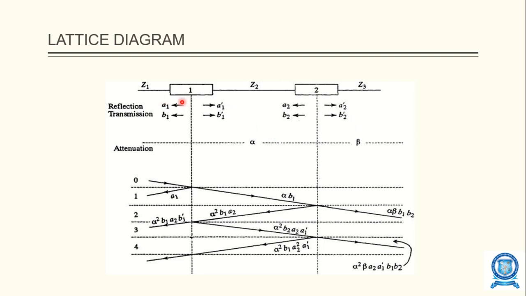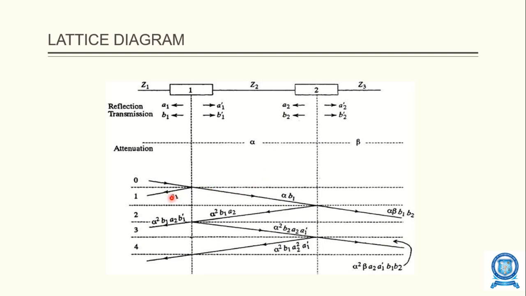Here the impedance in medium 1 is chosen as Z1, the impedance in medium 2 is chosen as Z2, and after node 2 the impedance value is chosen as Z3. And here we have the attenuation factor. Here you can see another dotted line; the attenuation factor between node 1 and node 2 is chosen as alpha, and beyond node 2 it is chosen as beta. So whenever a traveling wave crosses this region, it will be attenuated with the attenuation factor. That is the concept.